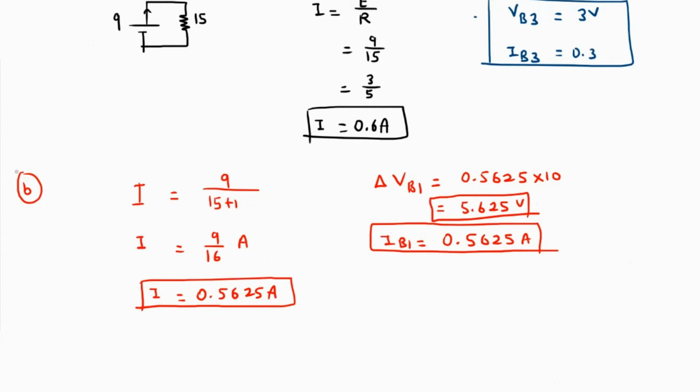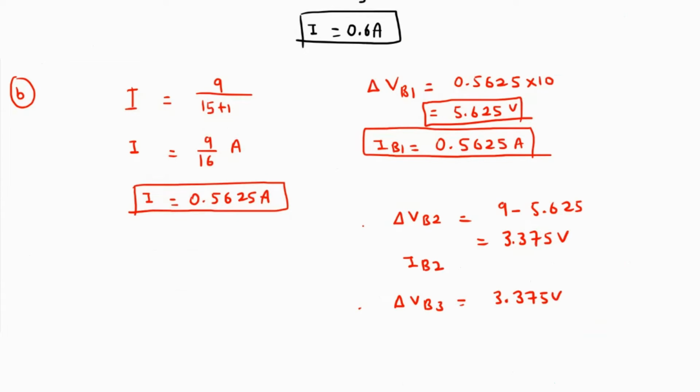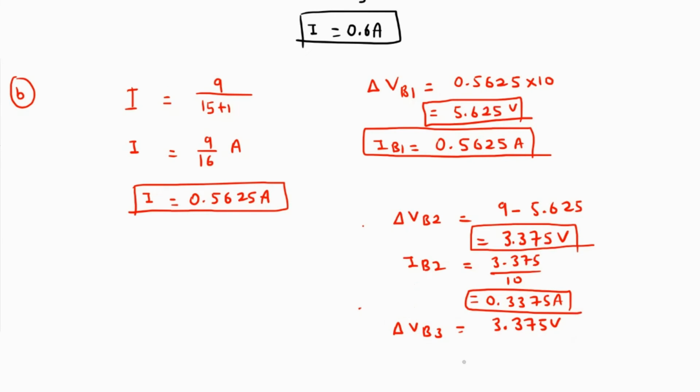If 5.625 volt is the drop in bulb 1, then with the same approach, the potential difference across bulb 2 and bulb 3, which is the same, is going to be 9 minus 5.625, which comes out as 3.375 volt. This is also 3.375 volt for bulb 3. The current through bulb 2 is going to be 3.375 over the resistance, which is 10, right? So the current is going to be 0.3375 ampere. So this is the current through bulb 2, and this is the voltage across bulb 2. And likewise, this will be 0.3375 ampere over here as well. So these are the final answers. Thank you.